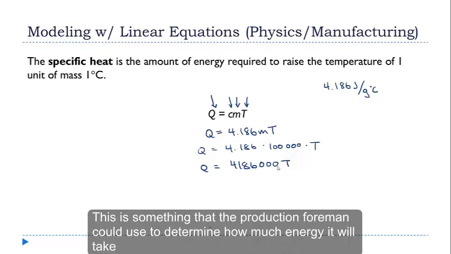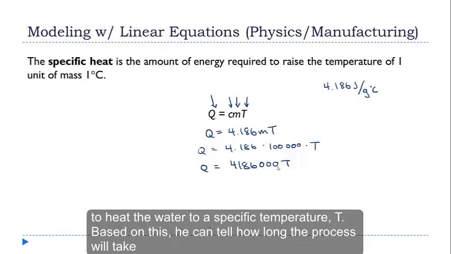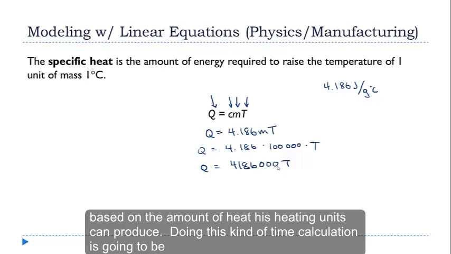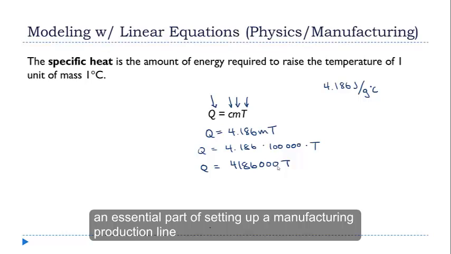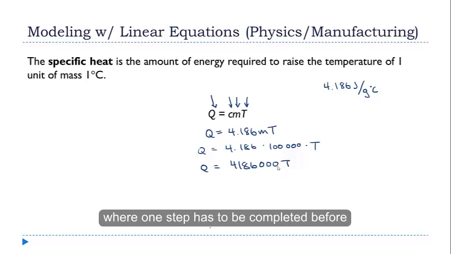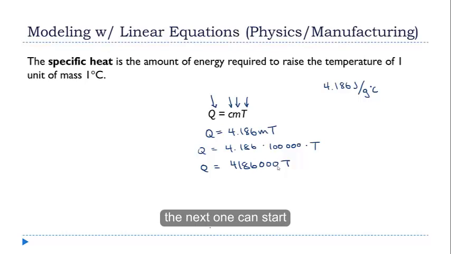Now I have something that looks like a linear equation in two variables. This is something that the production foreman could use to determine how much energy it will take to heat the water to a specific temperature T. And based on this, he can tell how long the process will take based on the amount of heat his heating units can produce. So doing this kind of time calculation is going to be an essential part of setting up a manufacturing production line where one step has to be completed before the next one can start.